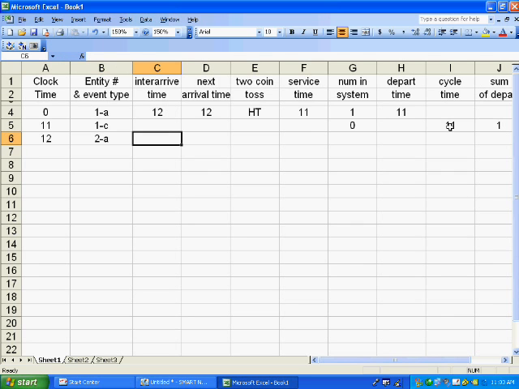What do we do at an arrival? Next arrival automatically. The inter-arrival time is 12, so the next arrival is going to be 24. So this is basically creating entity number 3, and entity number 3 is placed on the future events list. So now we have a future event, entity number 3. This has a service time associated with it.